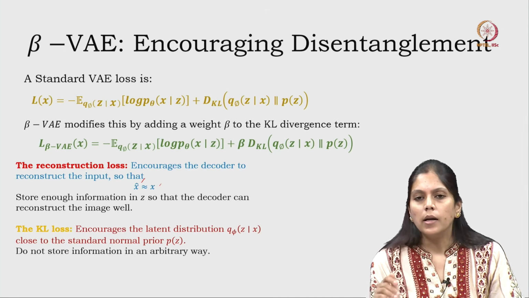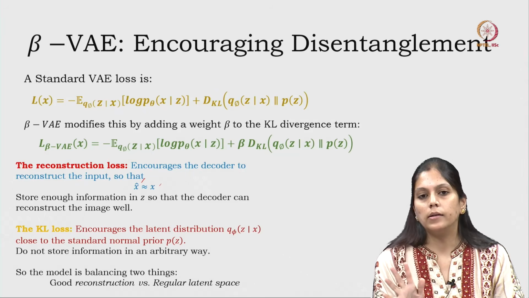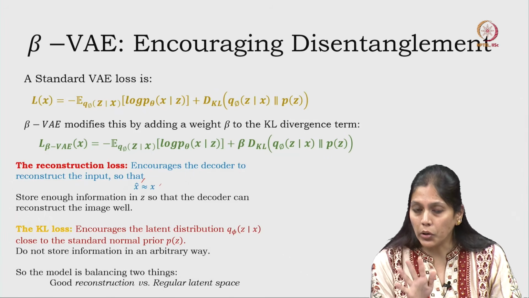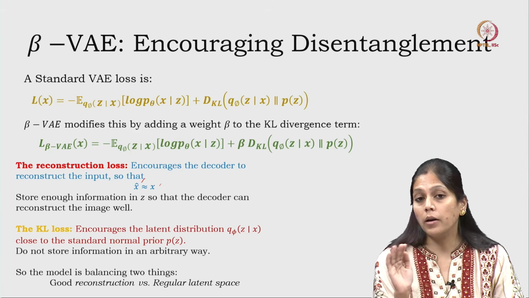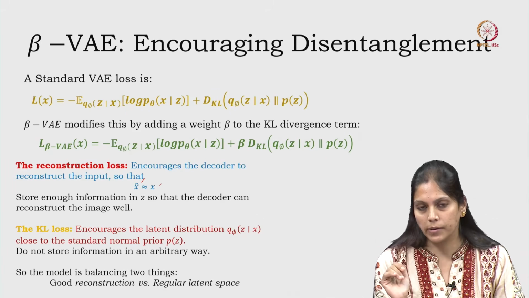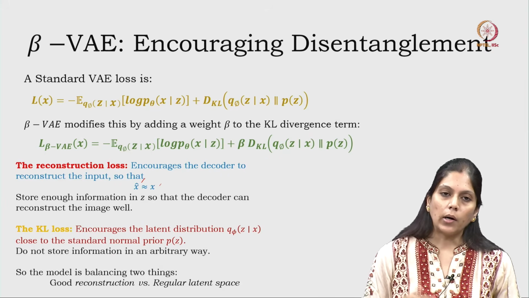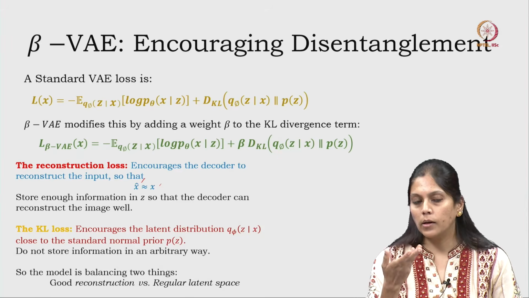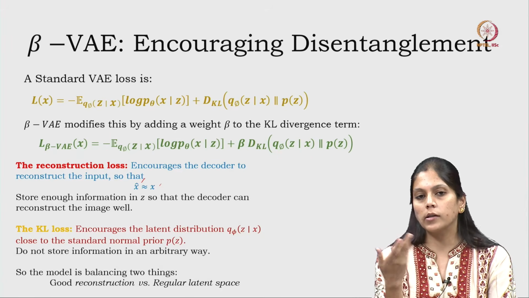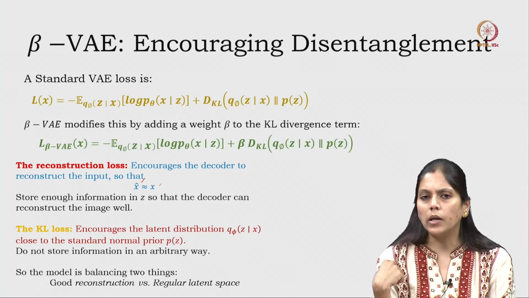So there should be a good balance here: a good reconstruction, but at the same time we should have a regular latent space. Okay, now you can ask this particular question. What is the difference? Even in standard VAE, we have seen that the loss has reconstruction loss and KL divergence. So all this is done even in standard VAE also.